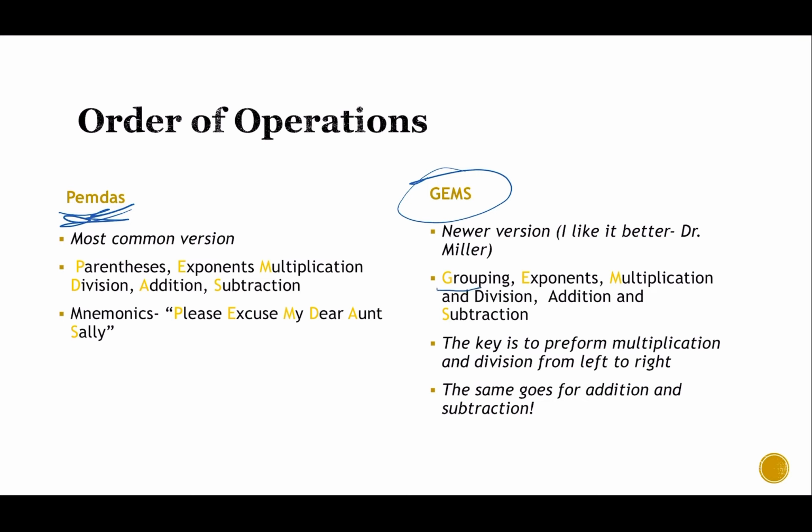So we've got grouping, exponents, multiplication and division, addition and subtraction. The key part for GEMS and order of operations is to remember that multiplication and division are equivalent. So you need to do them at the same time. They're like opposites of each other. The same is true for addition and subtraction.